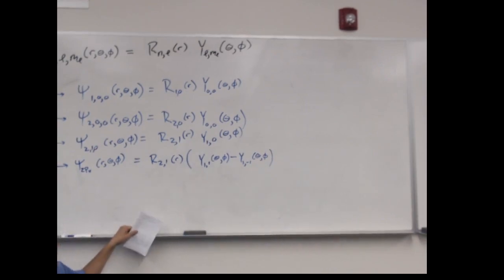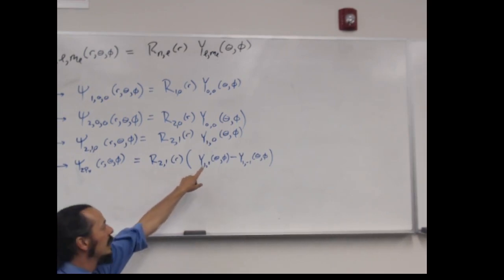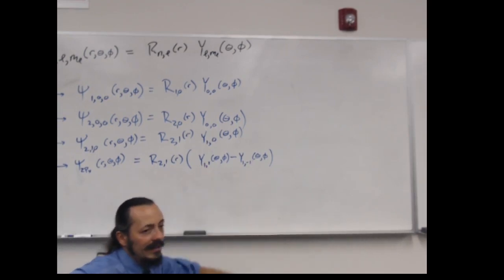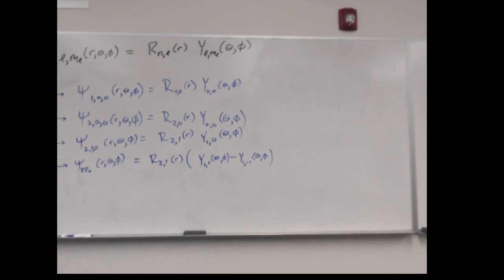Right, so in order to get it to be a real function that we can plot, we have to do some linear combination to get that e to the i phi part to be real. And so we do a combination of the e to the i phi and e to the minus i phi to get rid of the imaginary part, and this gives us a real function.